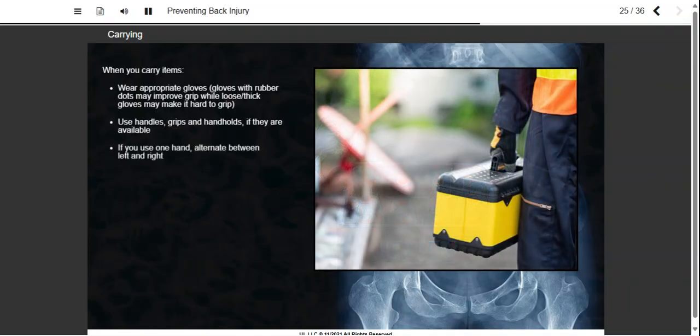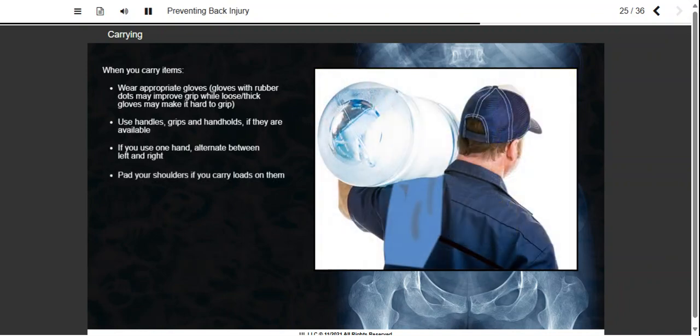If you only need one hand to carry something, alternate between the left and right. If you carry an item over your shoulder, such as a water cooler bottle, consider putting a pad over your shoulder to cushion it from the pressure and weight of the item.